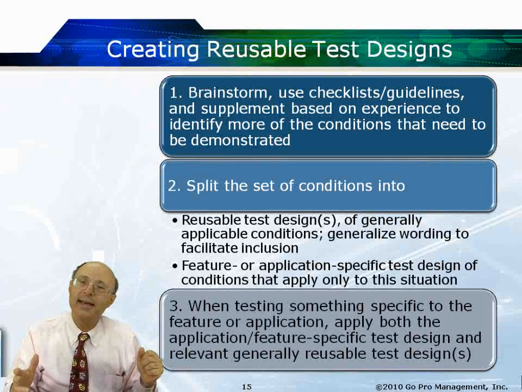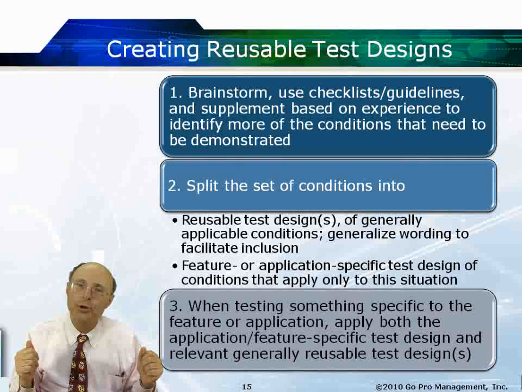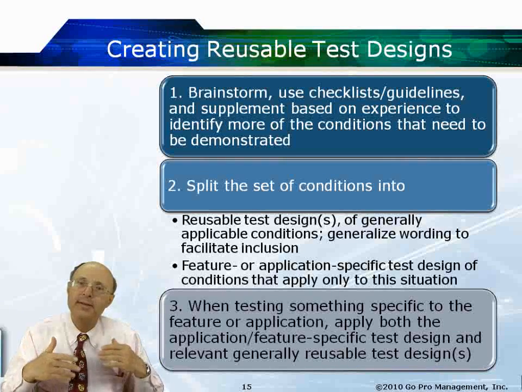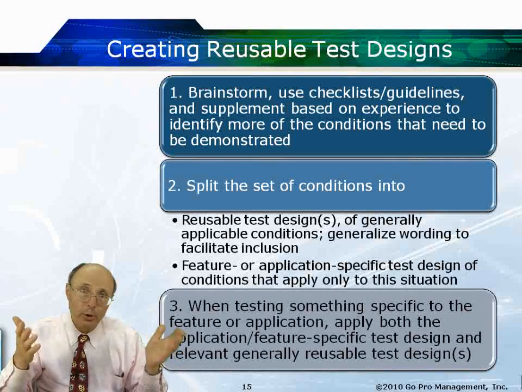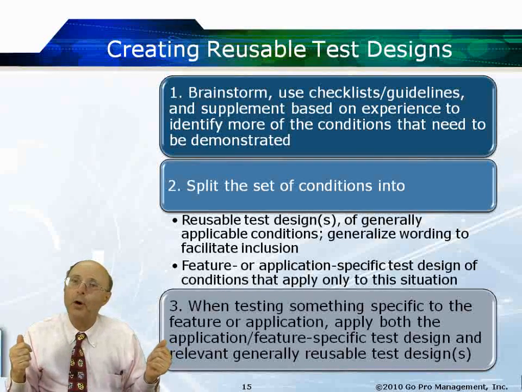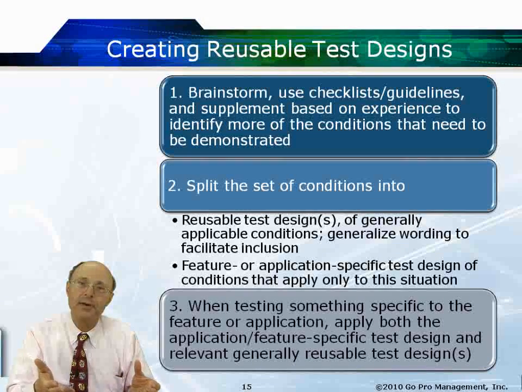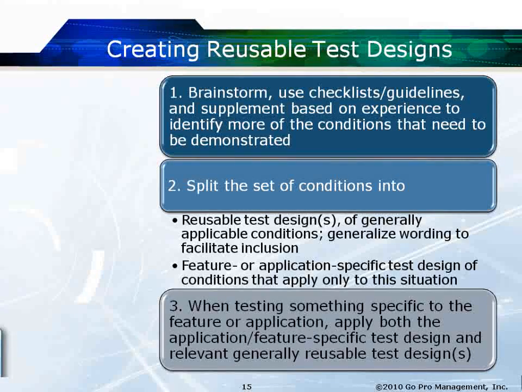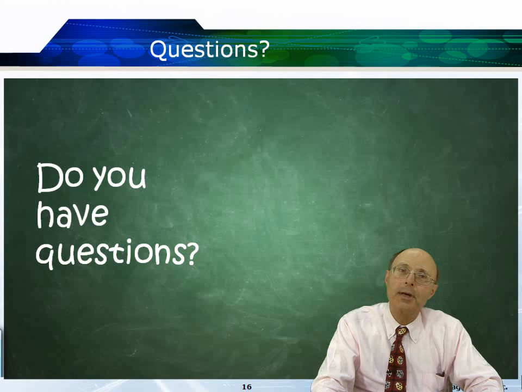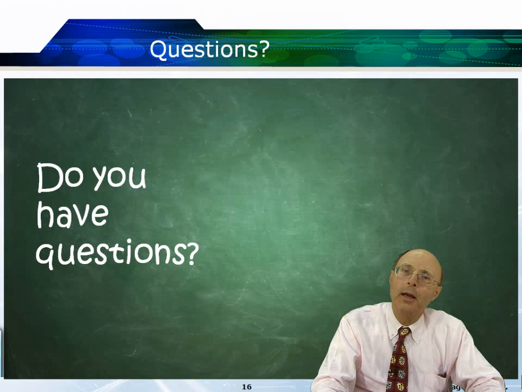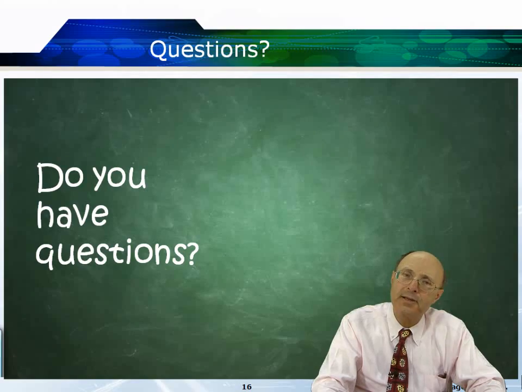When we are testing a different feature, function, or capability that is of a similar type, a lookup, for instance, from a finite table, then we use our generally reusable test design specification to tell us what it is we need to demonstrate to be confident it works. Okay? So, do you have questions? Is this understandable? Can you see how this works? Can you see the value of identifying test design specifications?